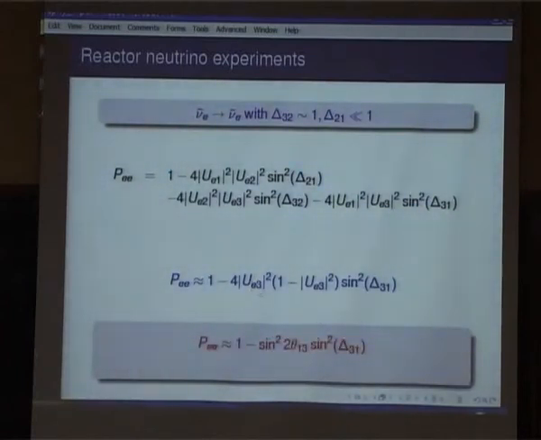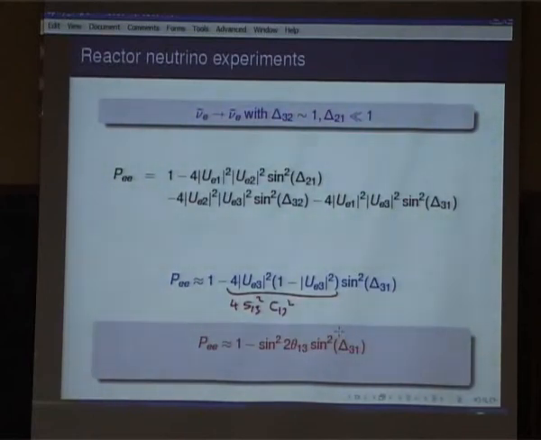So therefore, U_e3 squared is sine squared theta 13. 1 minus U_e3 squared is cosine squared theta 13. And so I have 4 times sine squared theta 13 cosine squared theta 13. So P, therefore, is simply 1 minus sine squared theta 13 times sine squared theta 13.